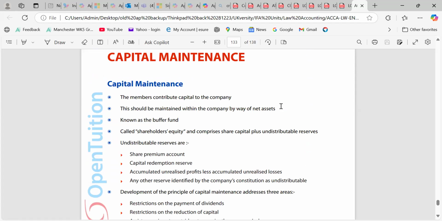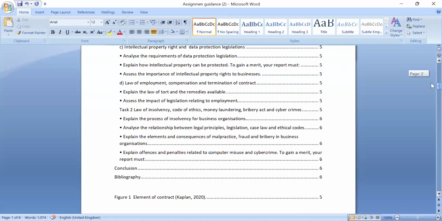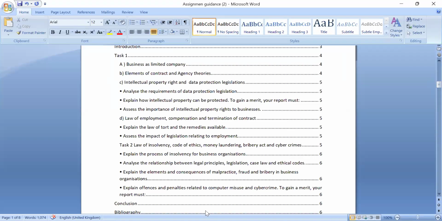Any question from anyone? Of course, there is the cover page as I showed you in the template. Please structure your work and follow the sample assignment. You can create a table of contents if you have never created one before, and we have a couple of videos available on how to create it.